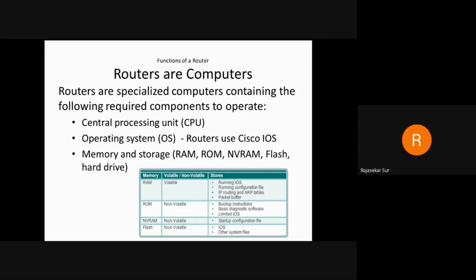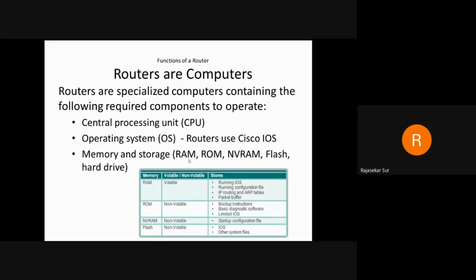Then the operating system. If you take a computer, you have the Windows operating system. Same like this, here we have an operating system. The name of the operating system is IOS, not the iOS available in Apple phones. This is a different IOS, Cisco IOS, the Internetwork Operating System. So a CPU and an operating system are available here.